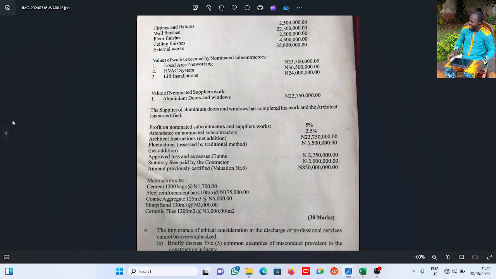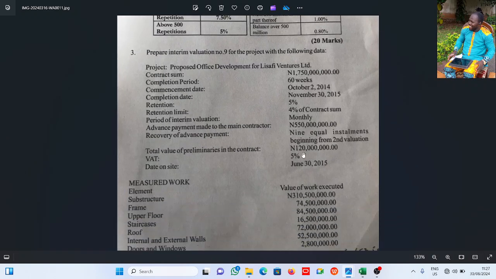Now if you come to the question again, this is the question here. It says that the total value of preliminaries in the contract is 120 million. The VAT is 5%. Now its advance payment to the main contractor is 550 million, and recovery of advance payment is in 9 equal installments beginning from the second valuation. All right, so this is contained in the contract particulars.